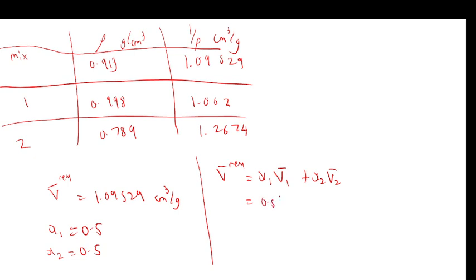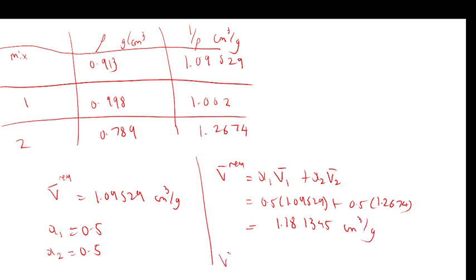So x1 0.5 times the 1.09529 plus 0.5 times the 1.2674. I actually prefer this method to the method of finding a basis, so you can consider that. So if we do this, what we will be getting here is 1.181345 cm cube per gram.